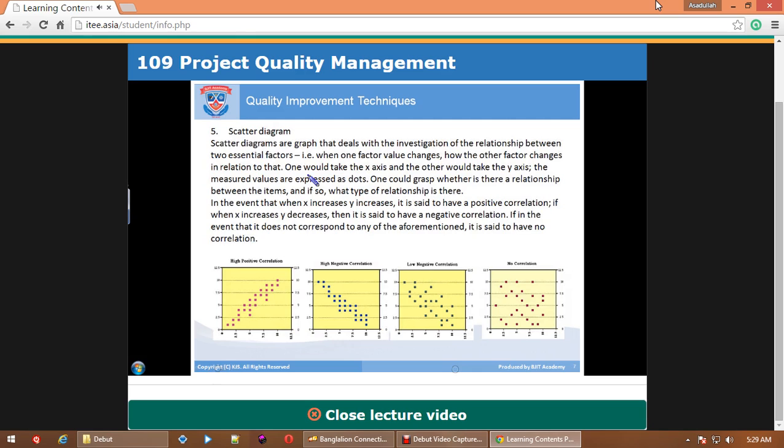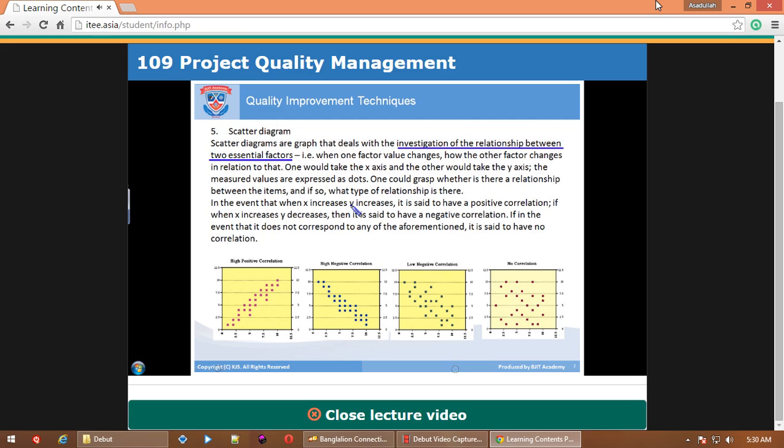Another technique is called the scatter diagram. In this diagram, we basically investigate the relationship between two essential factors. That means when one factor value changes, how the other factor changes in relation to that.